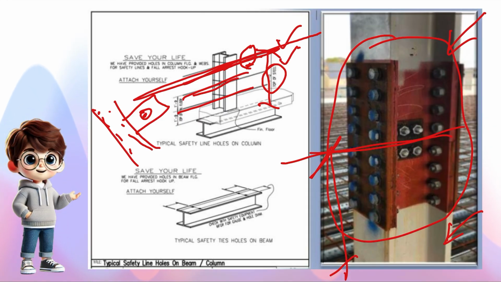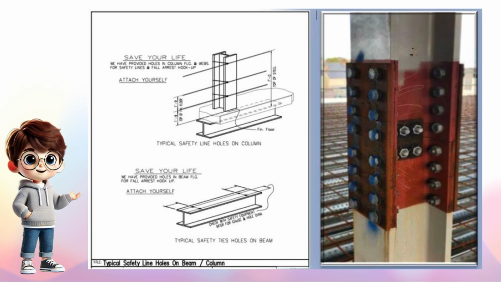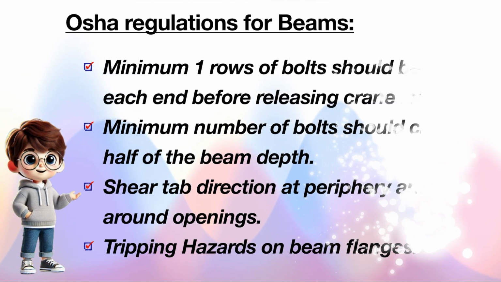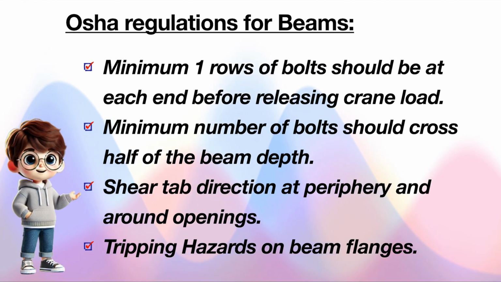So for easy bolting or welding while doing this splice connection at site, we will make this splice height 4 feet only. Okay, so that's all about OSHA regulations for columns. Now OSHA regulations for beams.